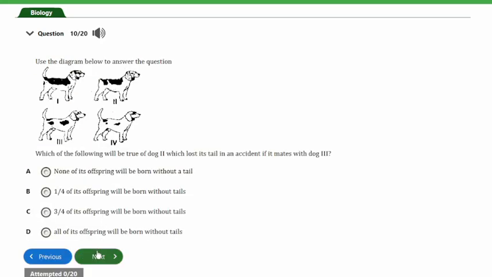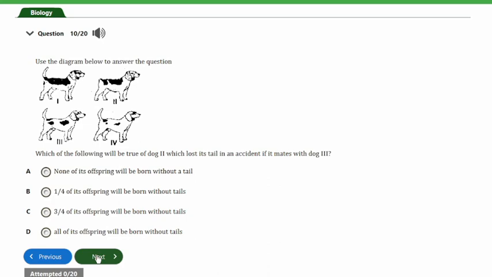So guys, let's look at the next question, and that's question number 10. It says, use the diagram below to answer the question. Here we have a diagram having 4 dogs, I, II, III, and IV. So here the question says, which of the following will be true of dog II, which lost its tail in an accident, if it mates with dog I?